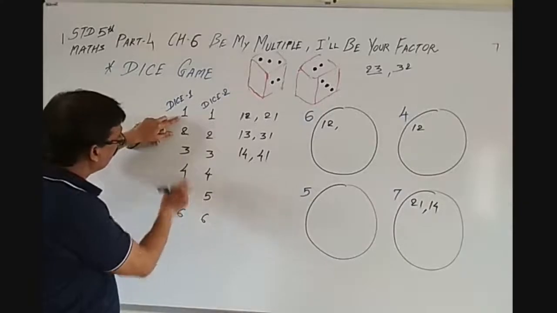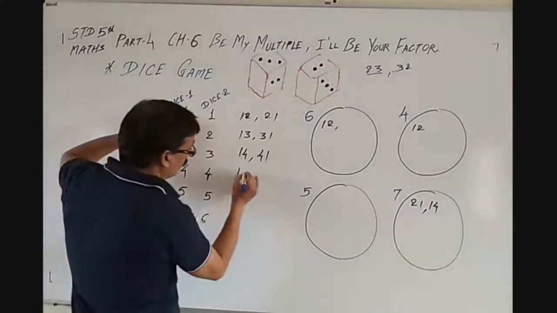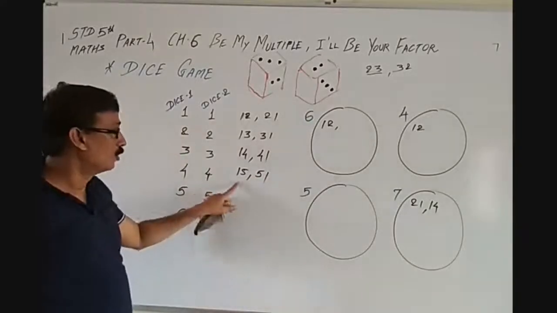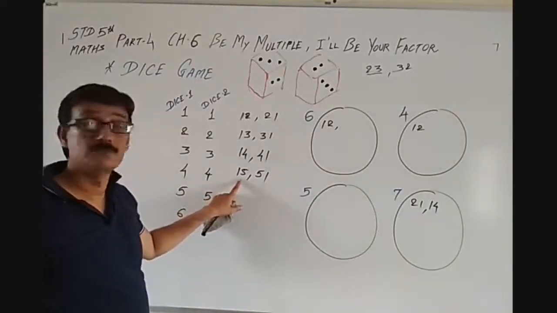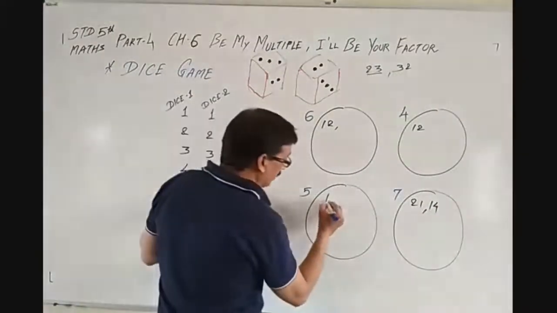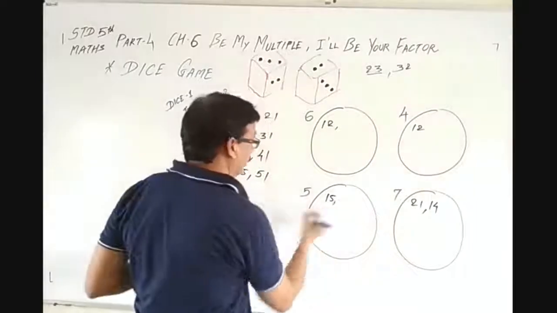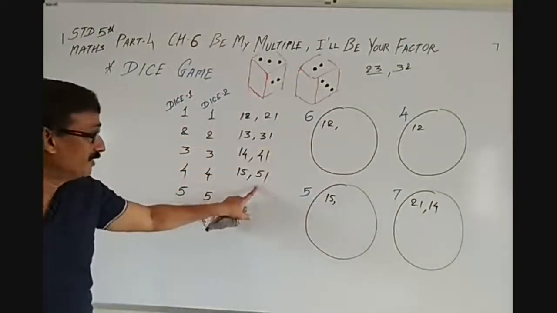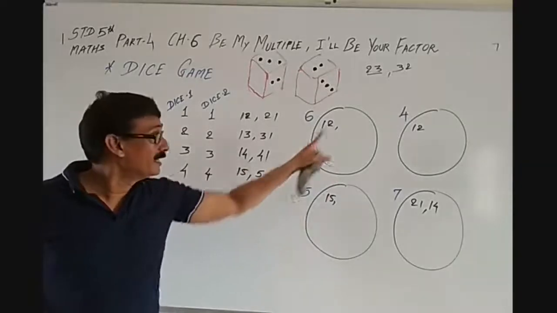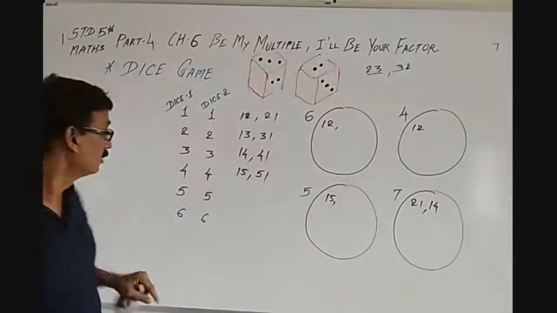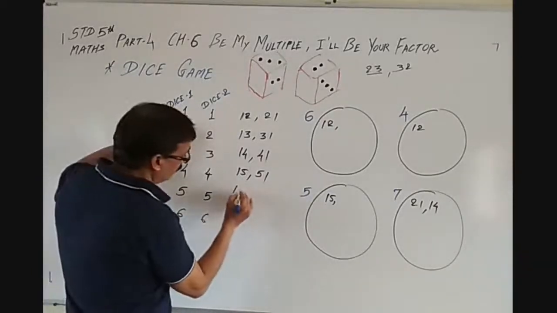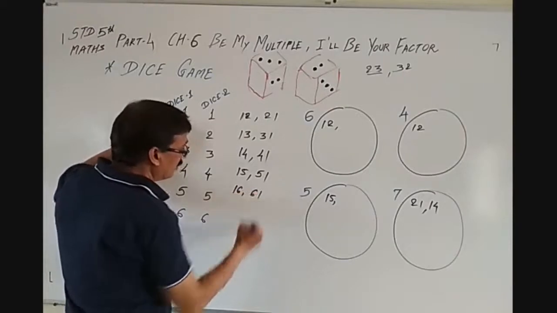Now 1 and 5. Changing the place, 51. So 15. Do you know it is a multiple of 5? So let me write 15 over here, isn't it? And 51, is it a multiple of any of these numbers? No, it is not. Next, 1 6 and 61.